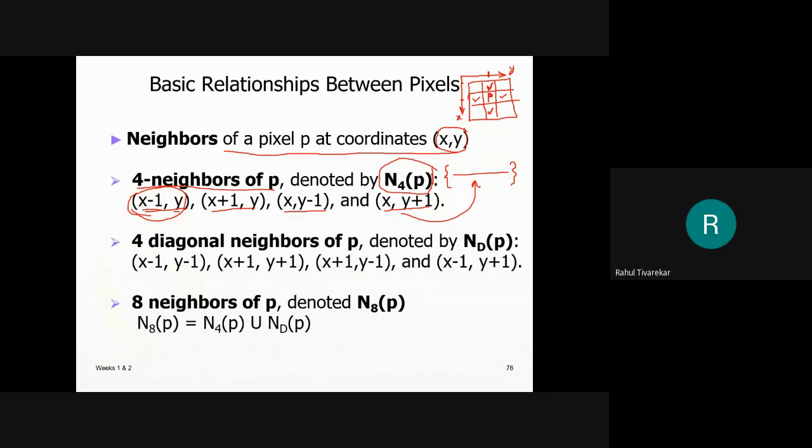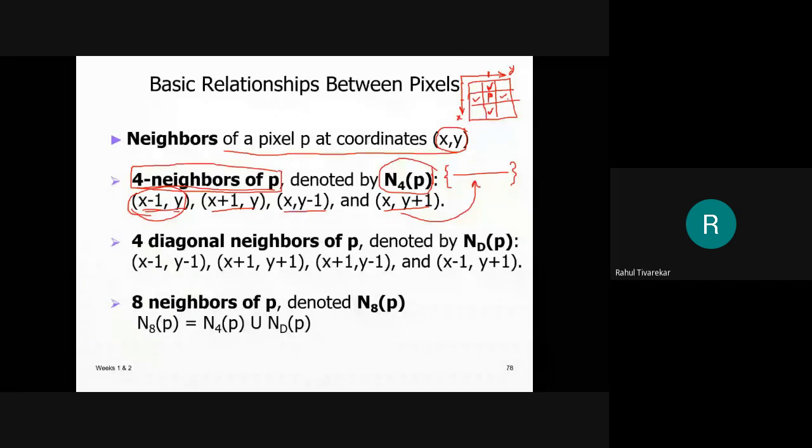Okay. So if you want to remember what four neighbors are, just think of the horizontal and vertical immediate next pixel. In the horizontal direction, the immediate next pixels are this and this, and in the vertical direction, they are this and this. So these are the four neighbors.